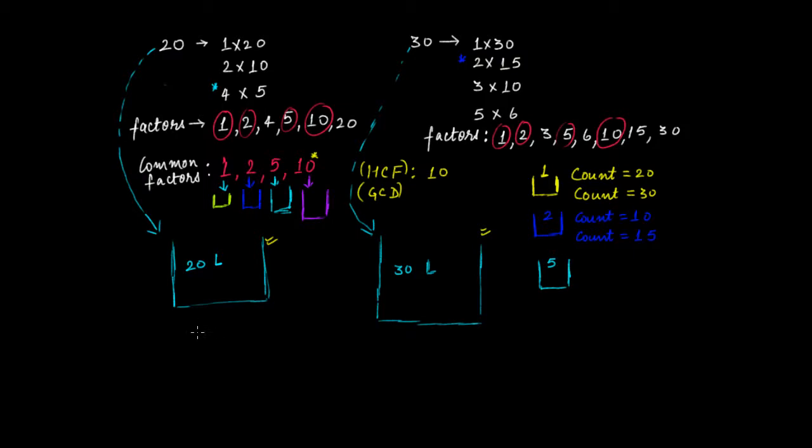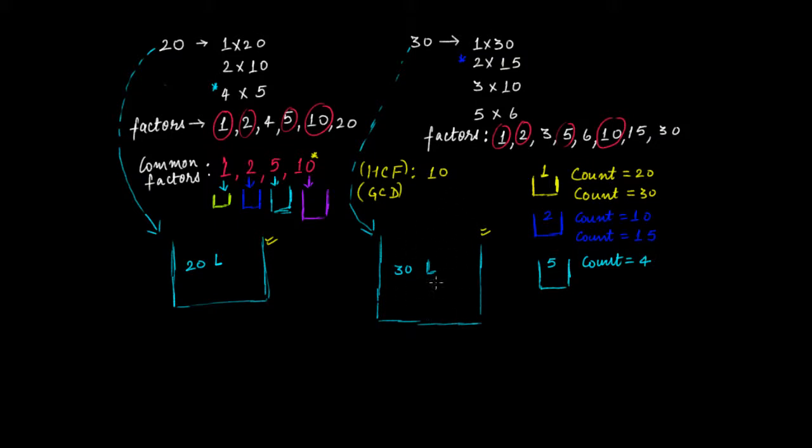5 plus 5 plus 5 plus 5. So if I take 5 liter, then again 5 liter, that is 10 liter, then again 5 liter, that is 15 liter, then again 5 liter, that is 20 liter. So 4 number of turns. So the count will be 4.